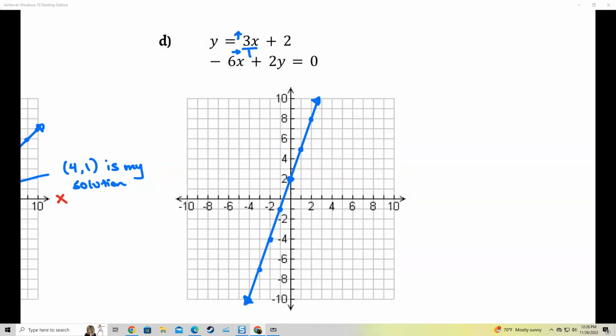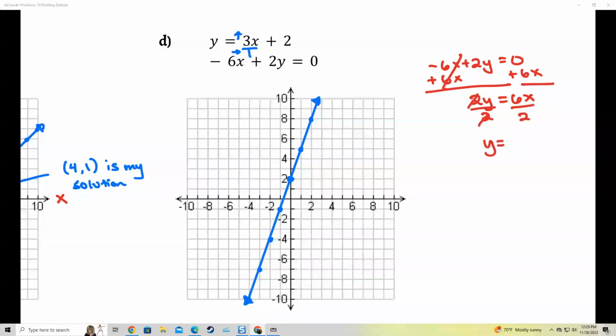Let's take a look at the second one. The second one is not in slope-intercept form, so I need to change the way it looks. It's negative 6x plus 2y is equal to 0. I'm going to isolate my y value. So let's get rid of the negative 6x. I'm going to add 6x to both sides. These are going to cancel. I'm left with 2y is equal to 6x. Divide both sides by 2. I get y equals 3x.